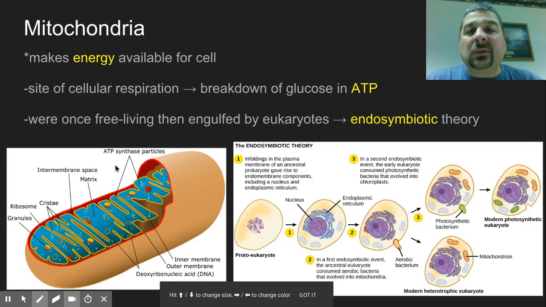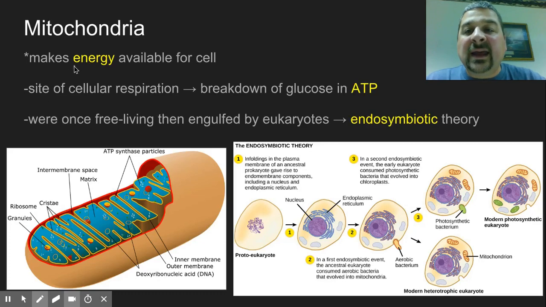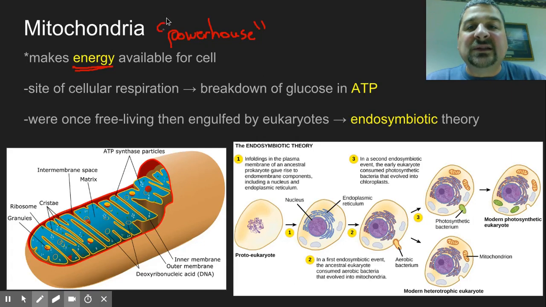The second organelle we want to talk about is mitochondria. Mitochondria is where energy is made available for the cell. Oftentimes we call it the powerhouse of the cell, right? You learned that in elementary school. The powerhouse of the cell. Why? Because it is the site of cellular respiration, which is going to take glucose, remember C6H12O6, and break it down into the energy currency of our cells, which is ATP, adenosine triphosphate.